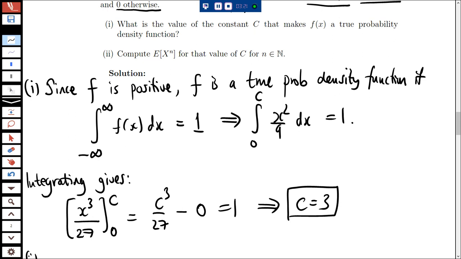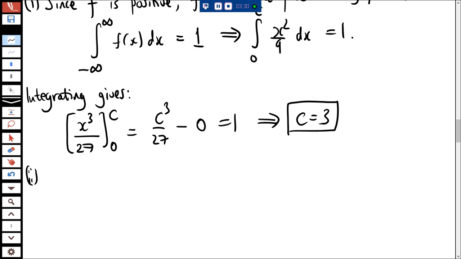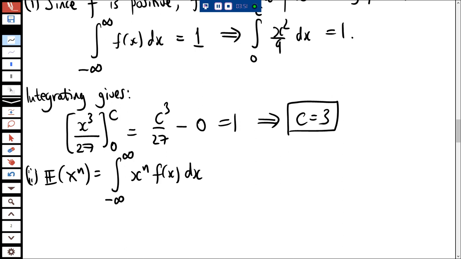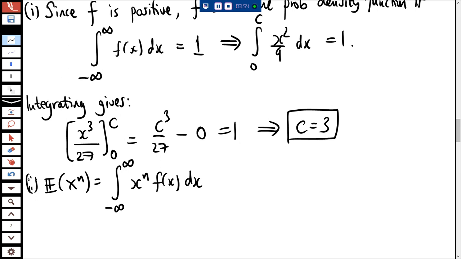Okay, so part II is now just working with this PDF. We need to compute the expectation for powers of the random variable. So to do this, we need our definition. The expectation of some function of the random variable, we just fit that into the definition. Okay, and it turns out that that's equal to the following integral. Now, we know f is 0 outside of the range 0 to 3, so we only need to integrate the function where it's non-zero.